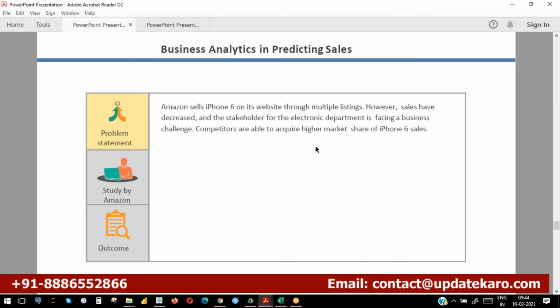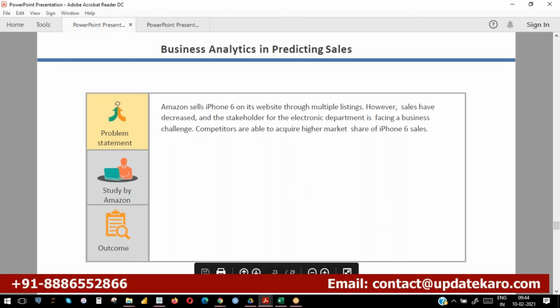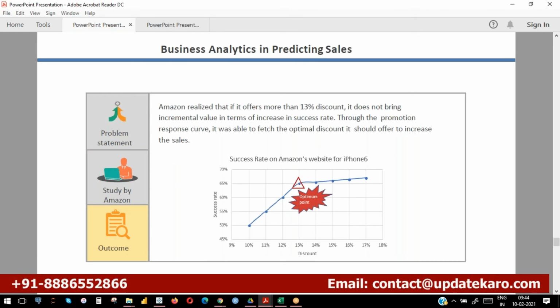We are going to discuss this at the ending of our R classes, right? And then we will be seeing another case study over here. If you see this one, this is a case study done by Amazon on iPhone sales, right?